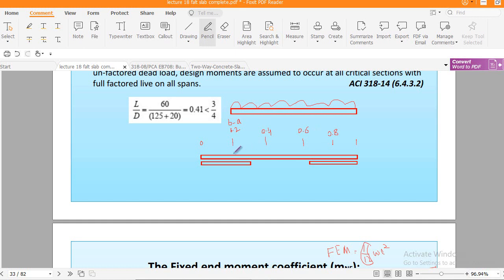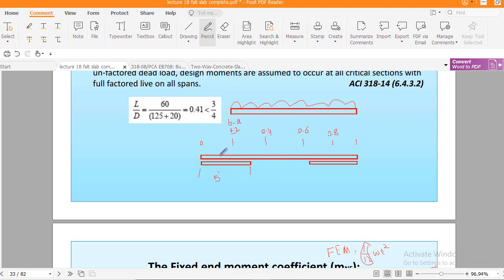now in our case, you see this is the drop panel. My drop panel is 5 feet. Now 0.2 times L1, that is 30, comes out to be 6 feet. So this portion is outside the drop panel. So this drop panel comes under the interval of 0.2 L1.